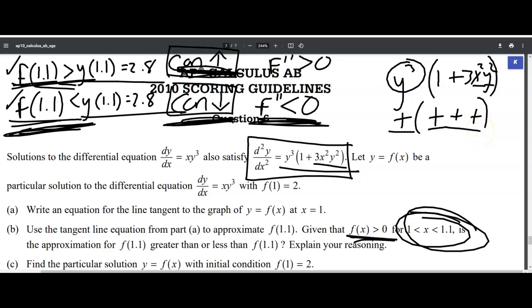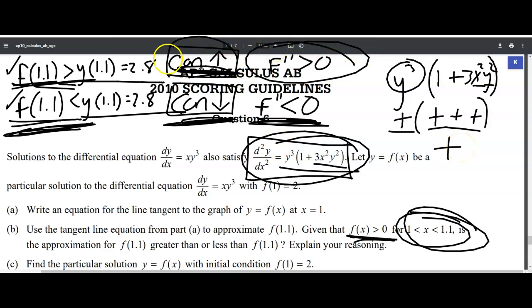Well, what do you think that means? That means that the second derivative is positive. So since my second derivative is positive, that means my graph is concave up, which means that the actual value f of 1.1 must be greater than the estimated value at 1.1.